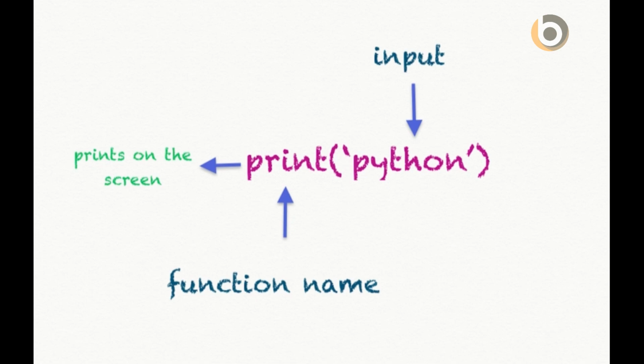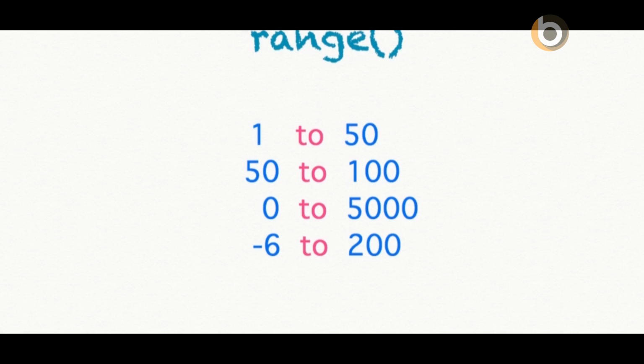And print here is a function name. In our upcoming lectures, we will discuss some more functions of Python in detail. In this session, we will learn about range function. Range function, as its name specifies, simply generates a series of numbers. It can be from 1 to 50, or 50 to 100, or it can be from 0 to 5000, or -6 to 200.